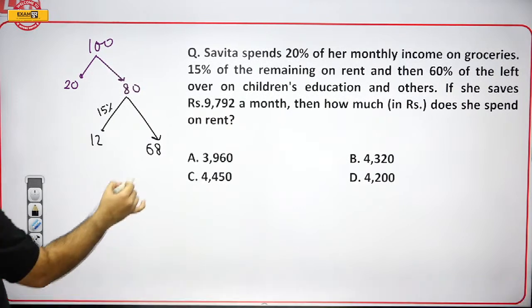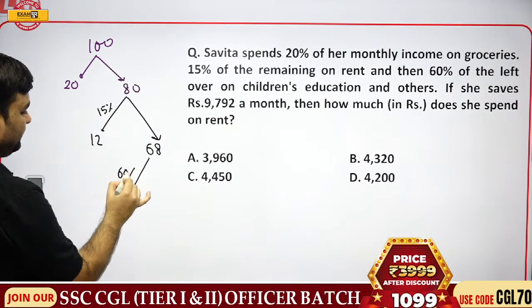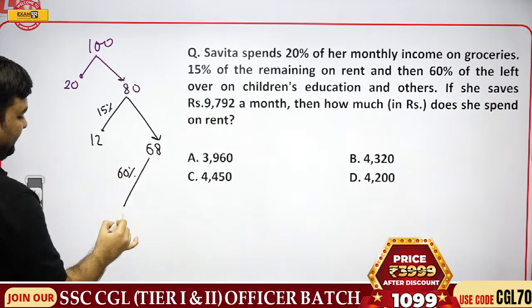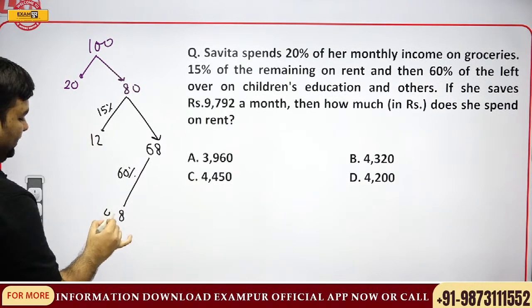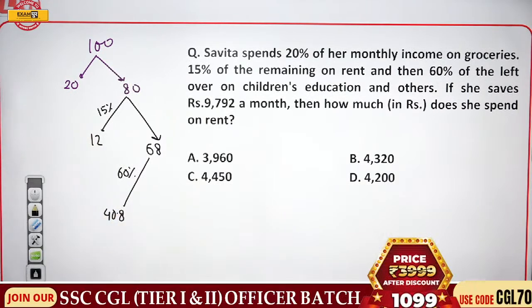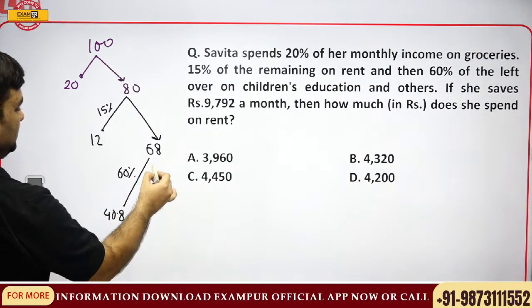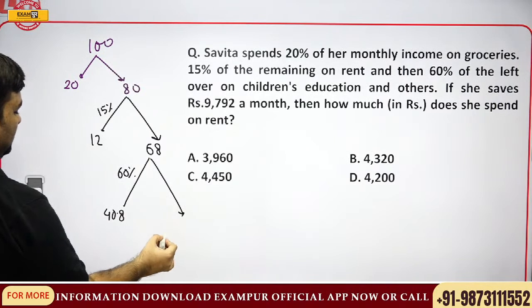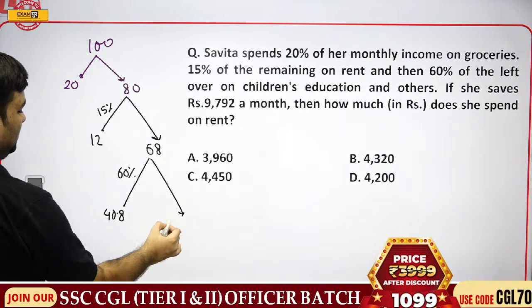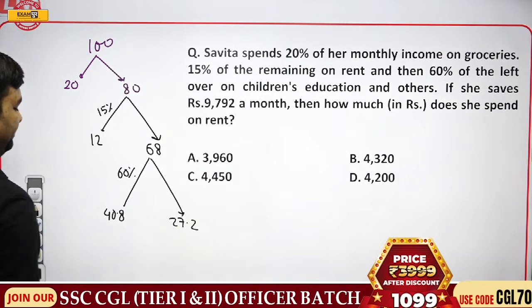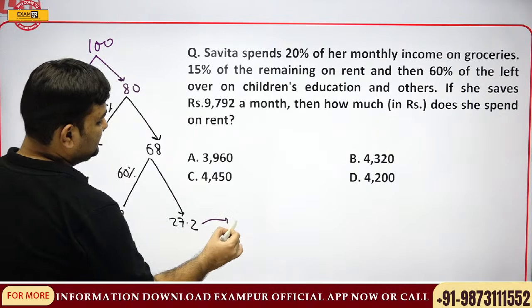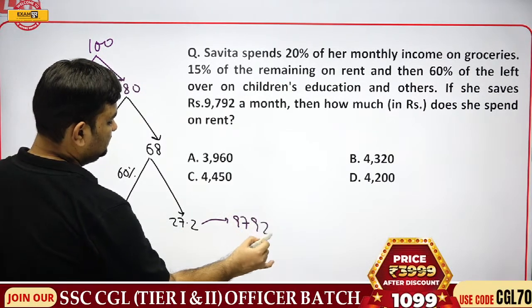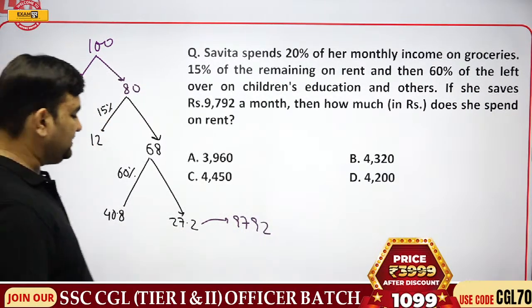Then 60% of the leftover. 60% of 68 is 40.8 on child education. So what is remaining? 68 minus 40.8 is 27.2. What is remaining, 27.2, which is given as 9792.